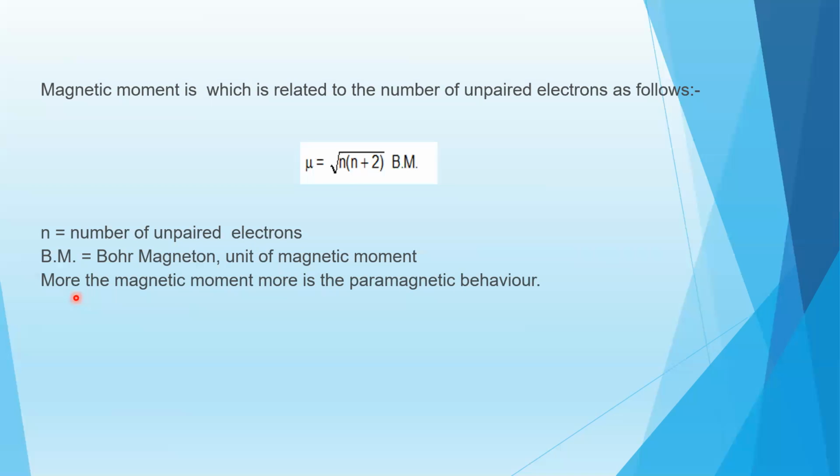Now, the more the magnetic moment, that is, the more the value of mu, it shows the paramagnetic behavior. So, by calculating the value of mu, we can even determine whether it is paramagnetic or diamagnetic.